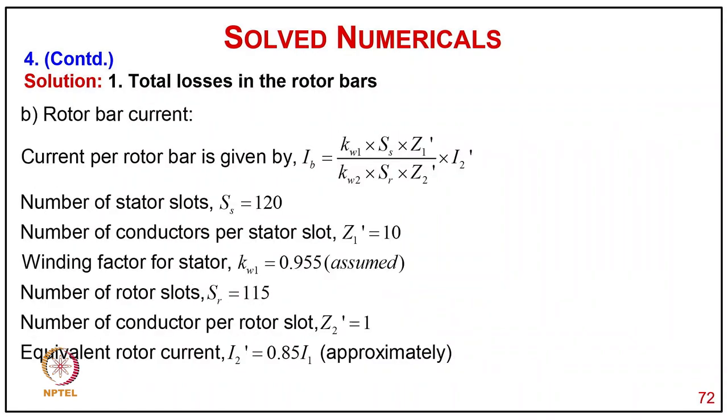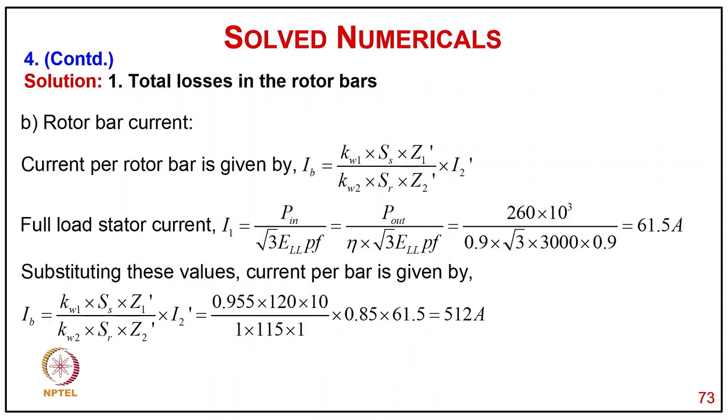Now, coming to the total loss calculation in the rotor bar, the current per bar is given by IB equal to KW1 into S1 into Z1S divided by KW2 into S2 into Z2, times I2. The number of stator slots is 120, number of conductors per slot is 10, and the winding factor KW1 is 0.95. Number of rotor bars, that is rotor slots, is 115. Number of conductors per bar is 1, and the equivalent rotor current I2 equals 0.85 I1.